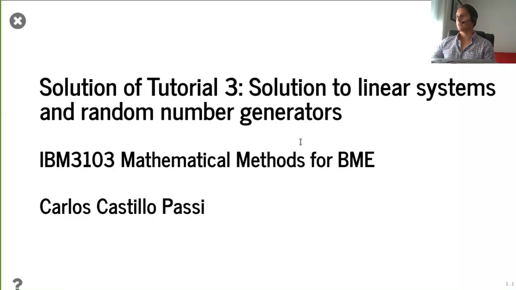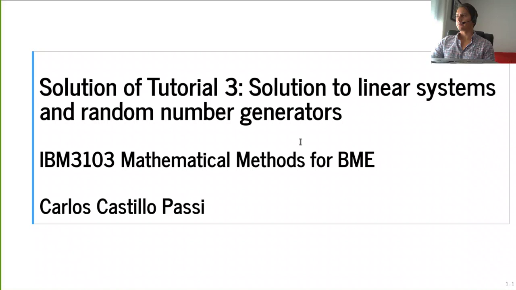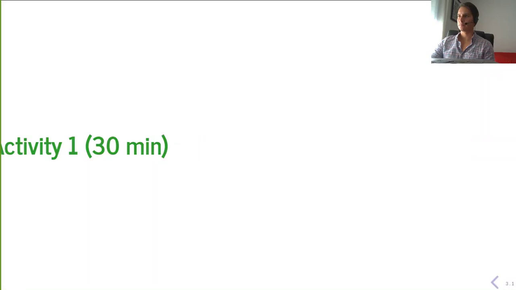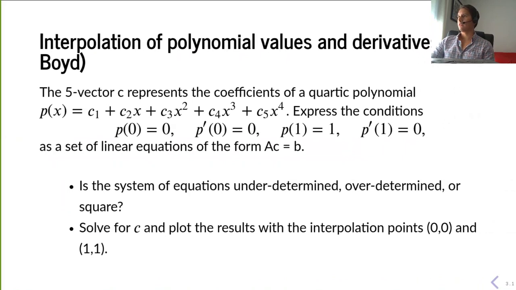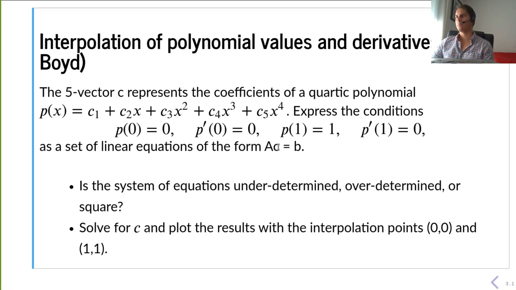Okay, let me change something here. Now it's okay. So the first part is the activity 1 of the past tutorial, and it was about the interpolation of polynomials when you had, for example, some equations that the polynomial needed to satisfy, and the whole objective of this question was to find the vector C such that the matrix A times C equals B. The first part of the activity was to see if the system was underdetermined, overdetermined, or just a square system.